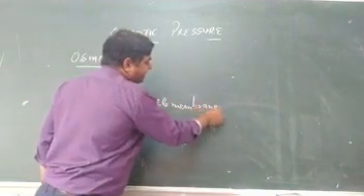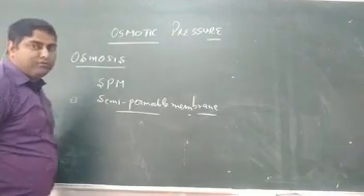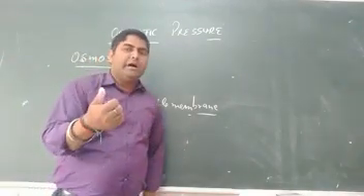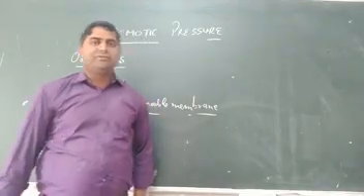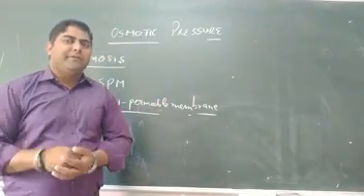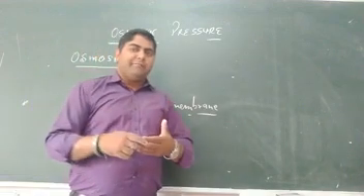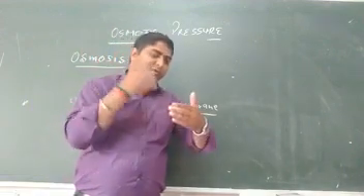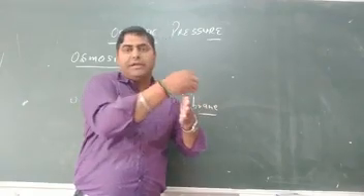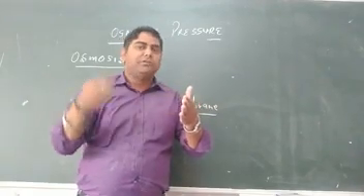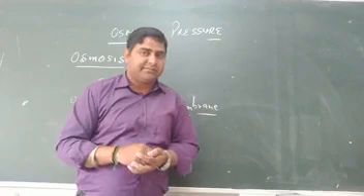This semi-permeable membrane is of two types. One artificial and second is natural. What is the meaning of SPM? Semi-permeable membrane. It allows the solvent molecules to pass through it. It does not allow the movement of the solute particles.